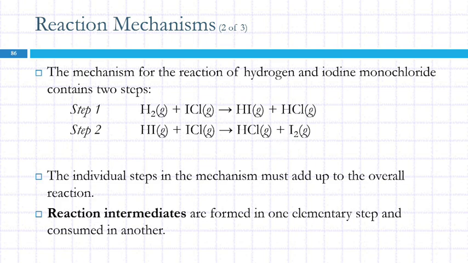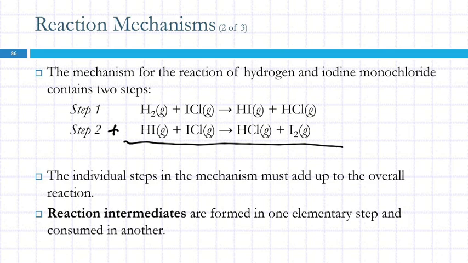The important thing about the mechanism is that, in order for it to be valid, if you add up those steps, it has to give you the overall equation. Otherwise, something is missing or it's just flat out wrong. So we check it just by adding these two together.